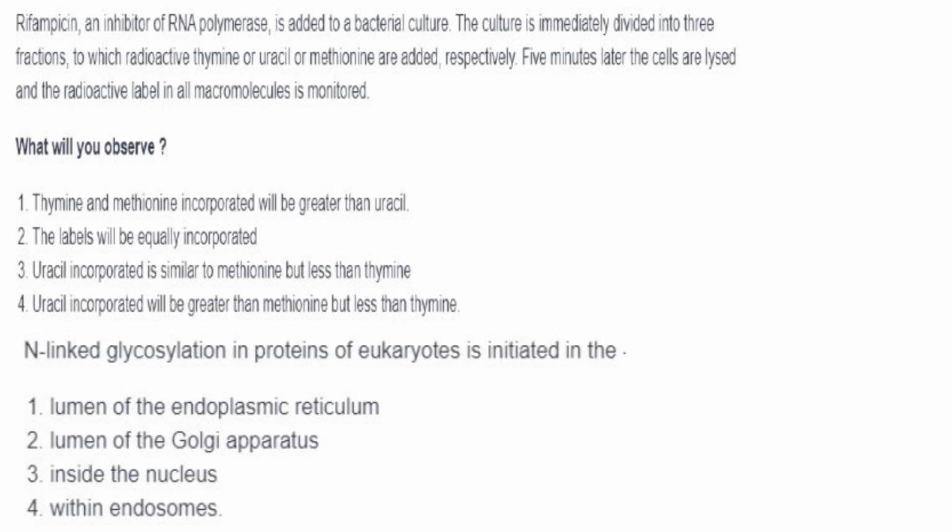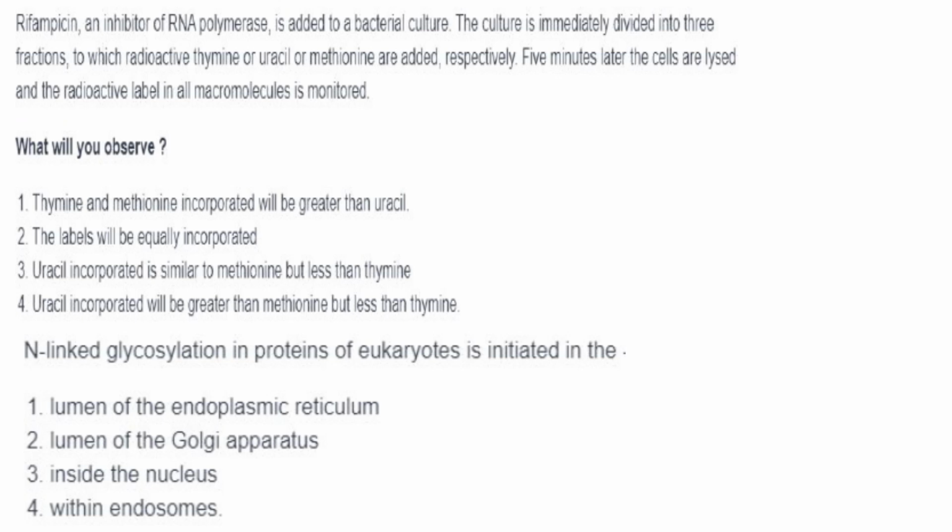And RNA, you know, has uracil, not thymine, as in case of DNA. Okay. So it is uracil. So uracil will be incorporated less because RNA polymerase is inhibited. Then thymine and methionine, there won't be much problem there, because thymine is involved in DNA replication, it is seen in DNA. So what they mean by telling thymine is radioactive means DNA replication is not hindered, only RNA polymerase is inhibited, DNA polymerase is not inhibited.